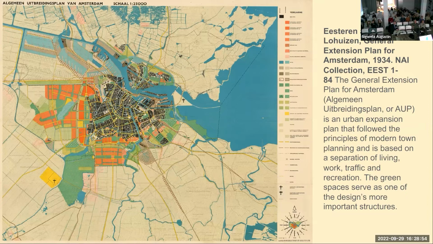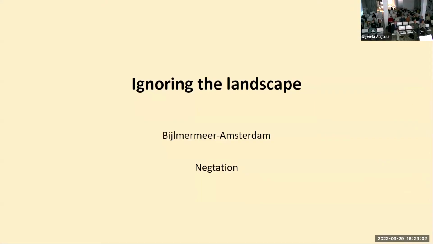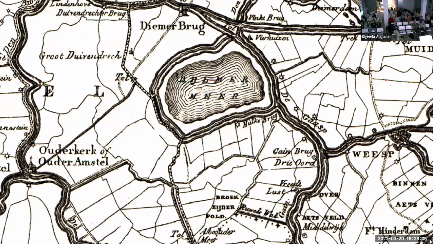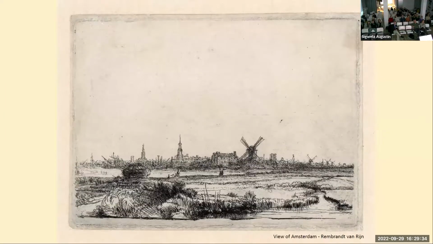I'm not saying that these plans were not good, but I just focus on the landscape, and I think the landscape is not used here to what it could be. Then if you look at another development of Amsterdam in the 60s, you see here a historical map of the 19th century, and you see this very polder landscape with small streams and rivers. You see lakes, and one of the lakes is called Bijlmermeer, and the lake was reclaimed after some time.